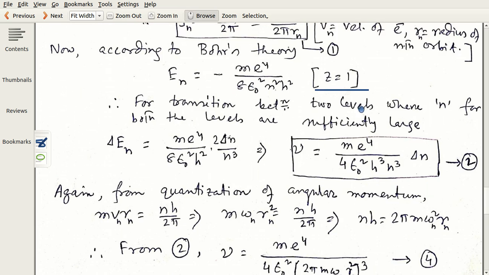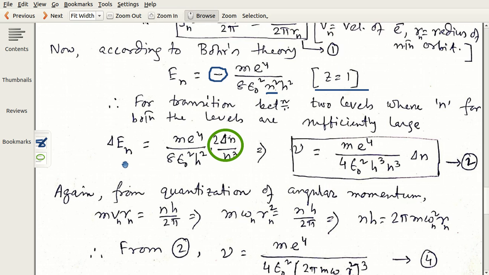Now for a transition between two levels where n is sufficiently high, and both the levels are sufficiently large, delta En comes out to be, using this En, and as you did in difference calculations or error calculations, delta En takes this value. The term n square here gives rise to the term 2 delta n by n cube, with a negative sign, which is absorbed in the calculation of delta En, which gives you h nu. Delta En equals h nu.